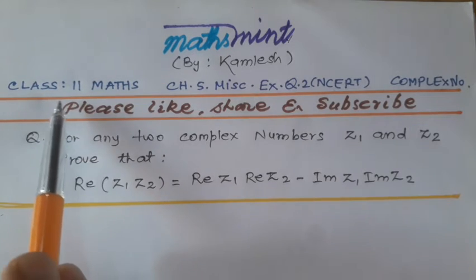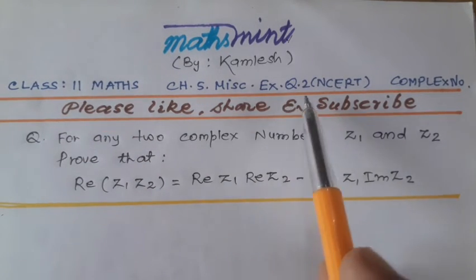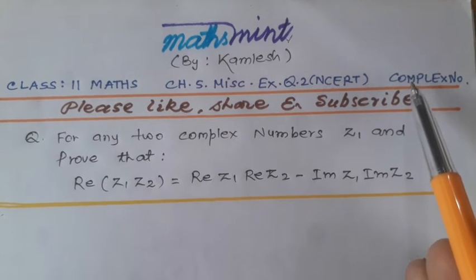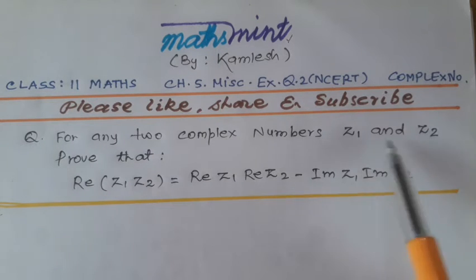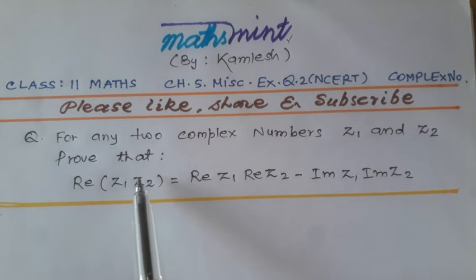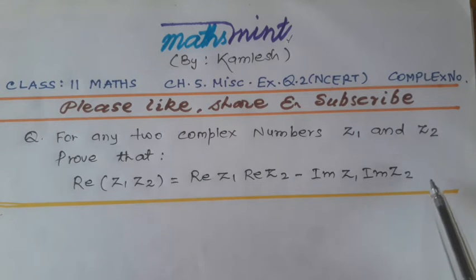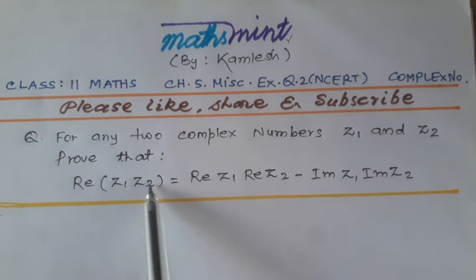It is a question for class 11 Maths, chapter 5 miscellaneous exercise, question number 2 from NCERT book. The chapter is complex numbers and quadratic equations. In the question it is given that for any two complex numbers z1 and z2, prove that the real part of z1 into z2, there is no sign between z1 and z2, so it is a product.